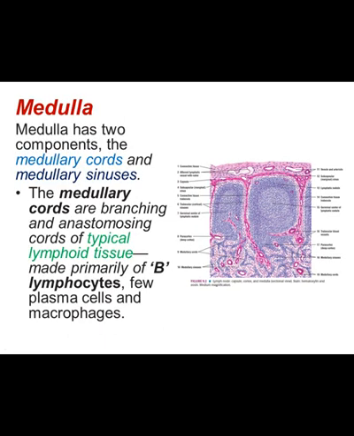Now we come to the medulla. Medulla has two components, the medullary cords and the medullary sinuses. The medullary cords are branching and anastomosing cords of typical lymphoid tissue. This darker area has typical lymphoid tissue, which has a branching pattern. Here we can see, and made up primarily of B lymphocytes. And it has few plasma cells and macrophages.